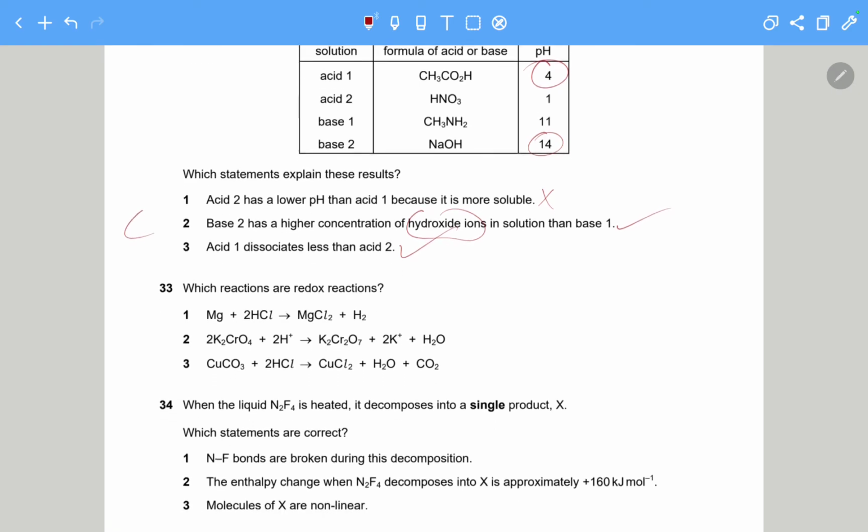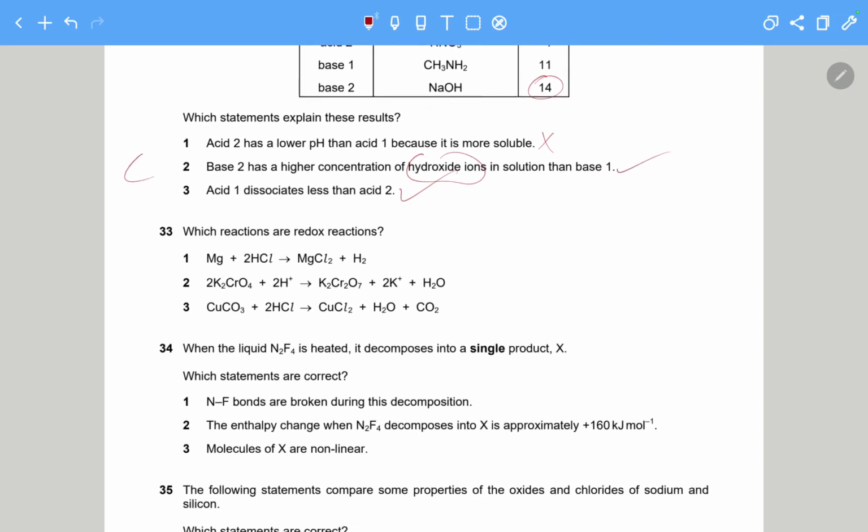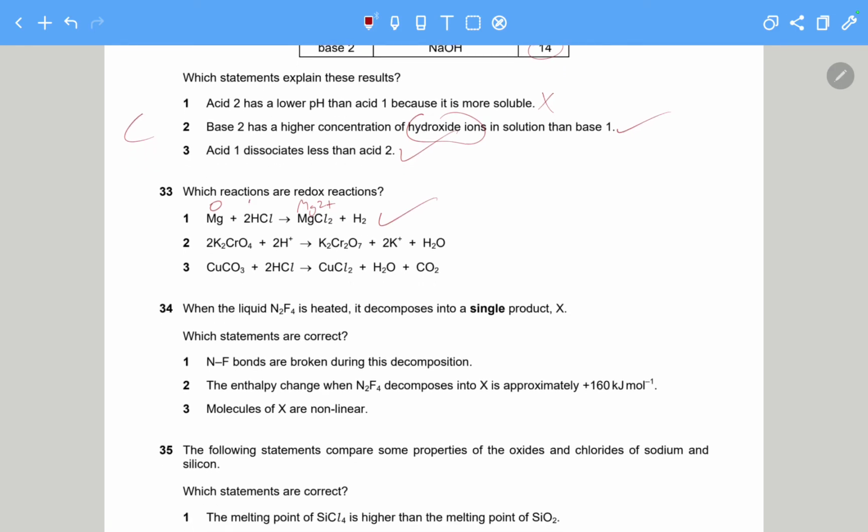Which reactions are redox reactions? Mg plus 2HCl gives MgCl2 plus H2. This is a redox reaction because you have Mg in zero oxidation state here and you have Mg2+ here. So definitely. And you have H+ here and H in zero oxidation state here. So again, it's a redox reaction.